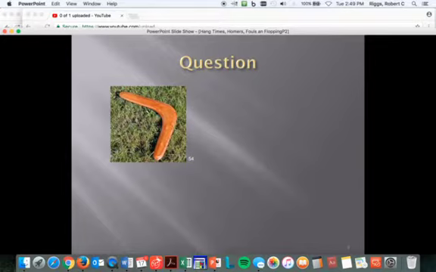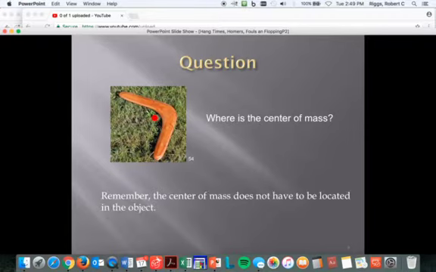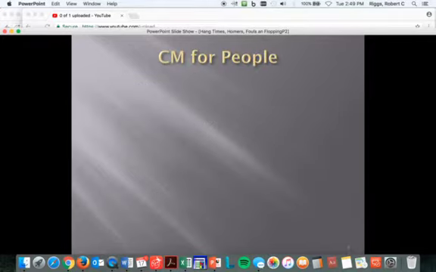Question. Where's the center of mass on this object? It's right there. Center of mass doesn't have to lie on the object. If you think about it like a hula hoop or a wheel, where's the center of mass in a round shape that's hollow in the middle? Well, remember, the center of mass does not have to be located on the object. All right? Center of mass for people.